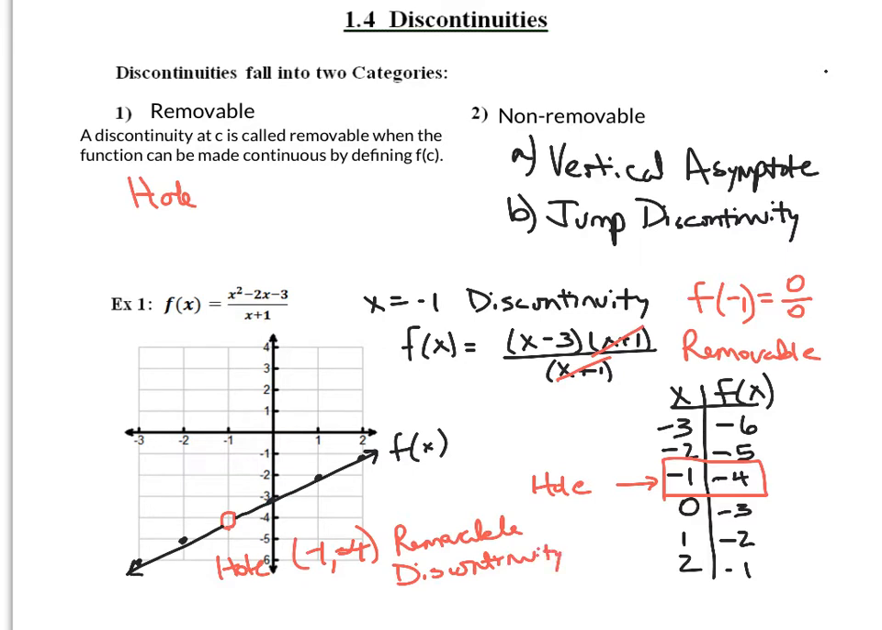Again, it's a removable discontinuity because I can simply identify a point at (-1, -4). I can fill in that hole, and that would make this function continuous. So a discontinuity is called removable when all I need to do is to find one point to make the whole function continuous.